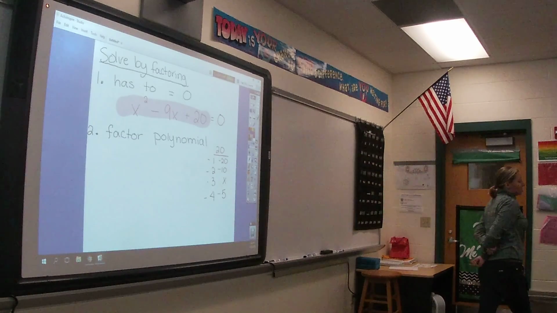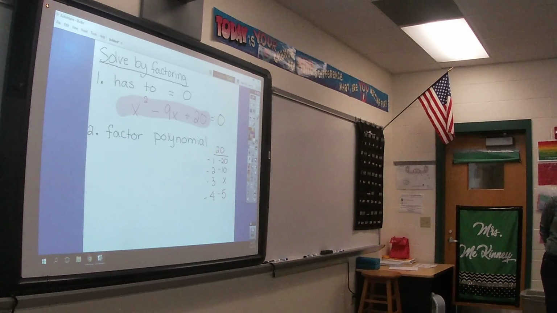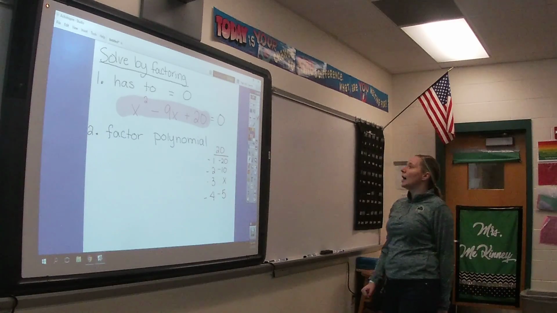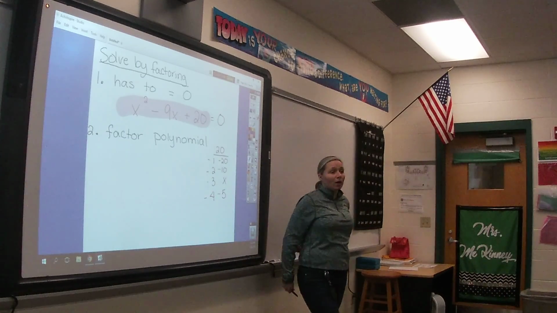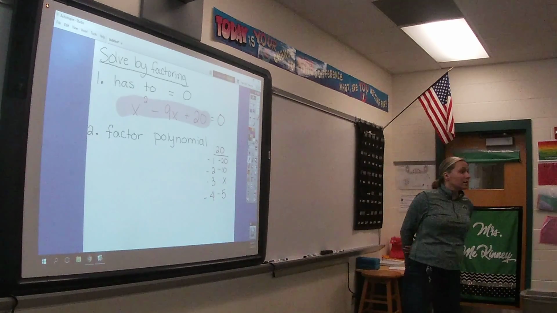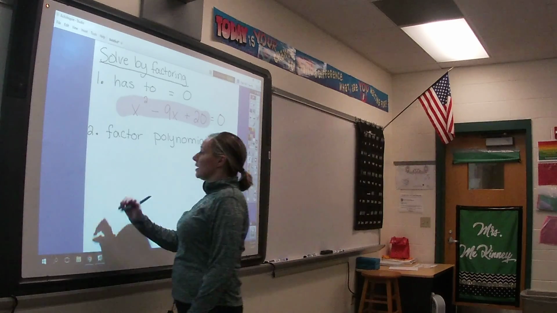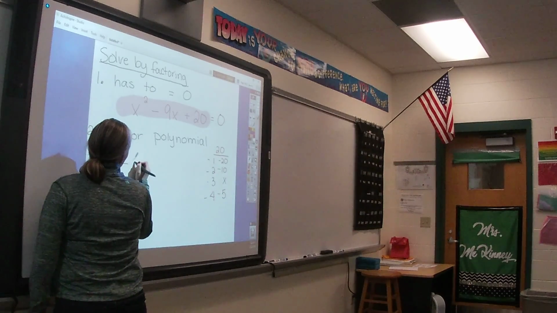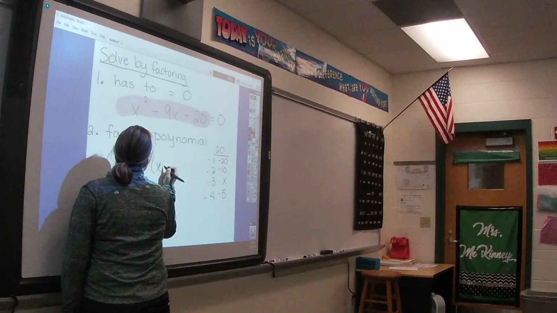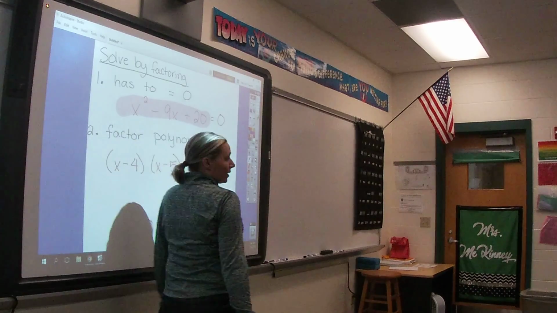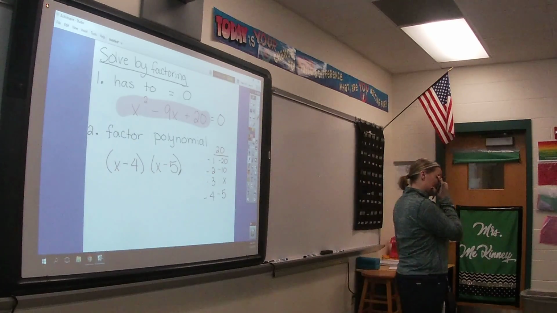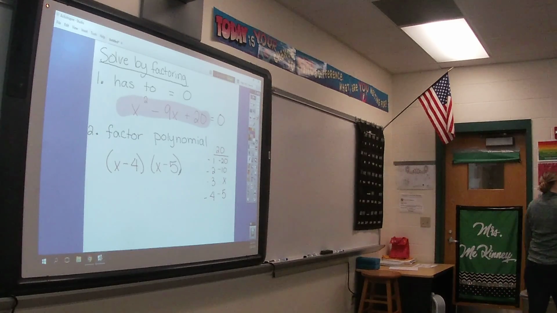So what set do we want to pick? 4 and 5. Negative 4 and negative 5. Can we use the shortcut on this one? Yes. Okay, so this is going to factor into an x minus 4 and an x minus 5.